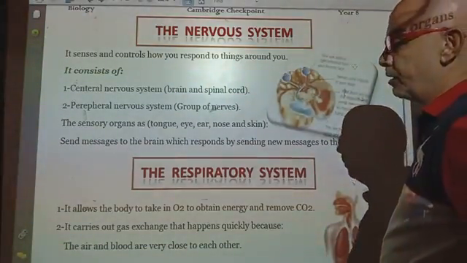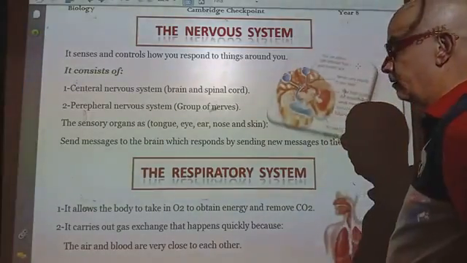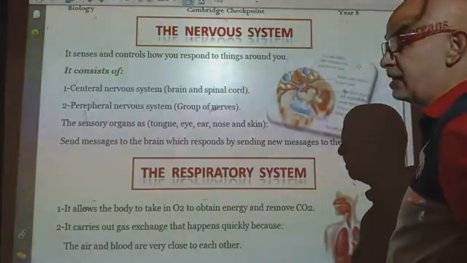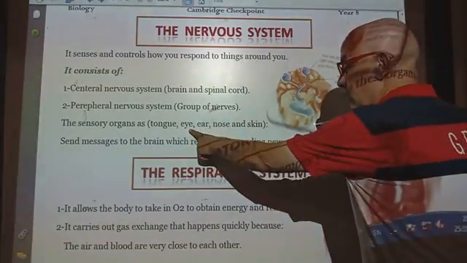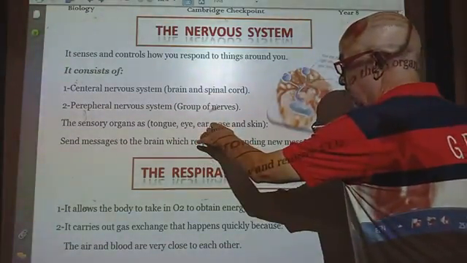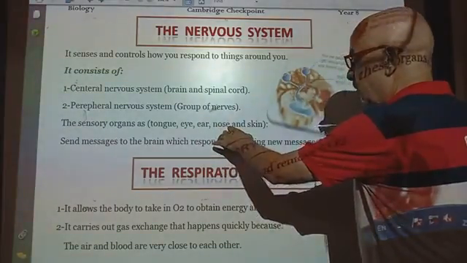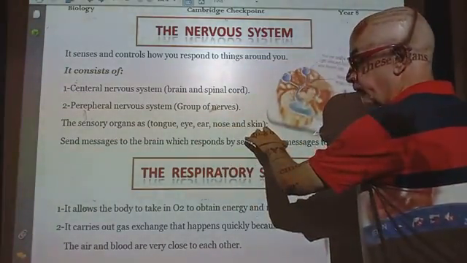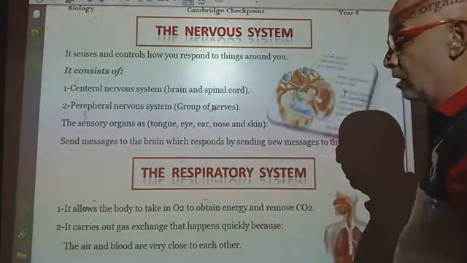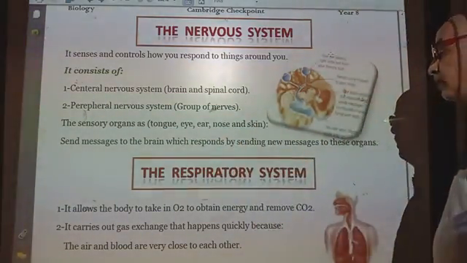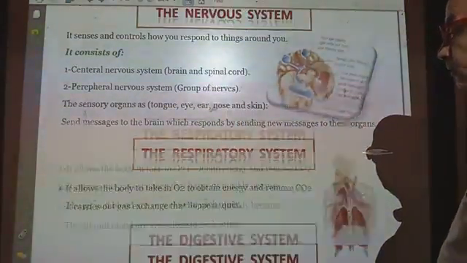The sensory organs, like the tongue, which is responsible for the sense of taste, the eye, sense of vision, the ear, sense of hearing, the nose, sense of smell, and the skin, sense of touch. They send messages or impulses between the brain to respond and send suitable responses.